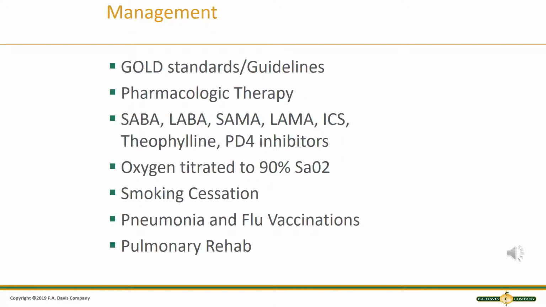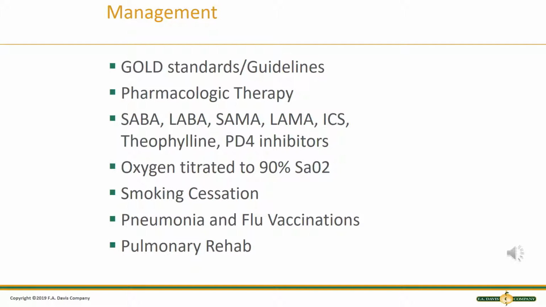PDE4 inhibitors can be used. Oxygen therapy for patients with a SAT less than 88% or at 88% if they have pulmonary hypertension, heart failure, or polycythemia, which is categorized as a hematocrit greater than 55%. Patients with asthma and COPD sometimes have overlap syndrome, and they can benefit from long-acting beta agonist inhaled corticosteroid combinations.